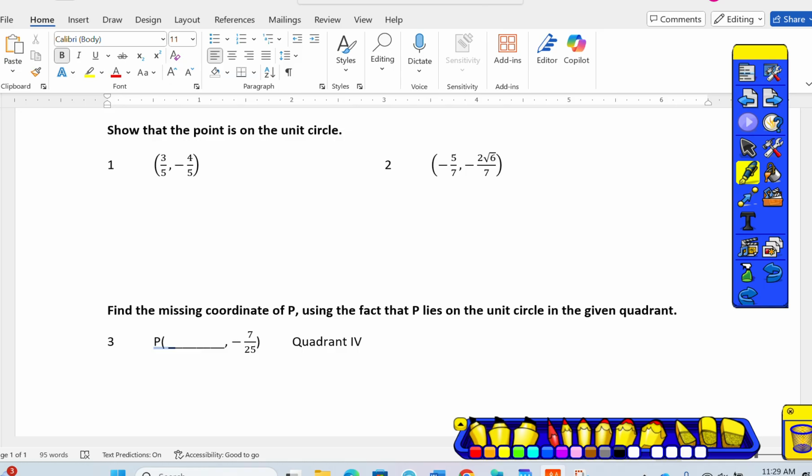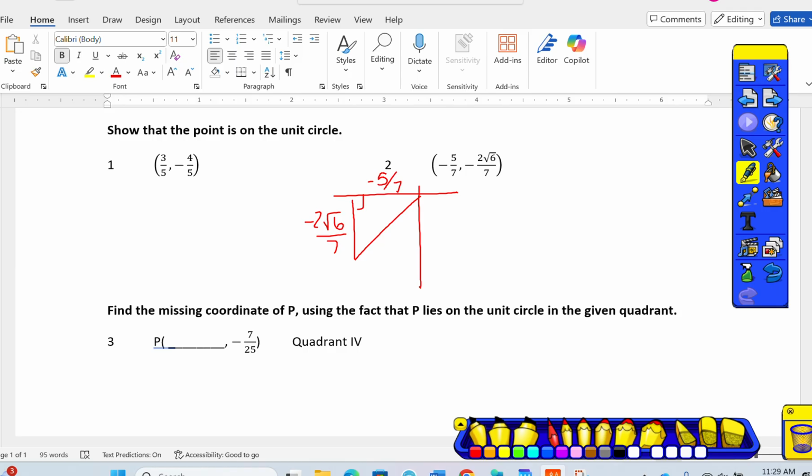Okay, so if they're both negative, that means we had to go left and then down. So that means we're in the 3rd quadrant. My triangle looks like that. I have the x, negative 5/7. I have the y, negative 2 root 6 over 7.